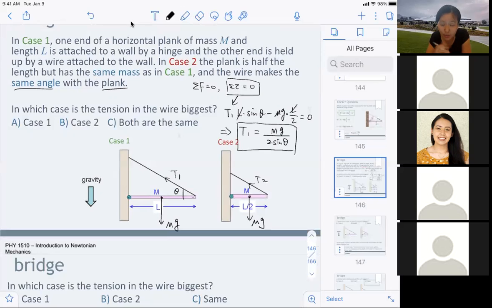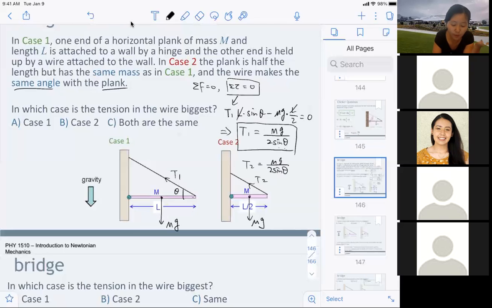Then you can do case 2, but at this point you realize, oh, the entire length of my plank didn't even enter into my equation. You can see my tension depends on the gravity, and it also depends on the angle. It does not tell you how long it is. It doesn't matter. So in this case, you know tension 2 will be exactly the same.